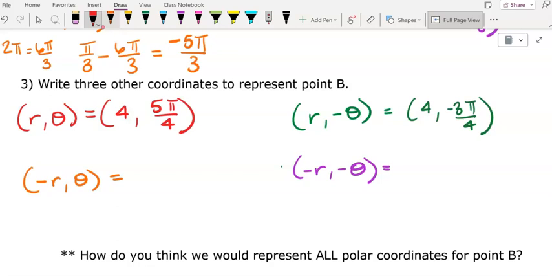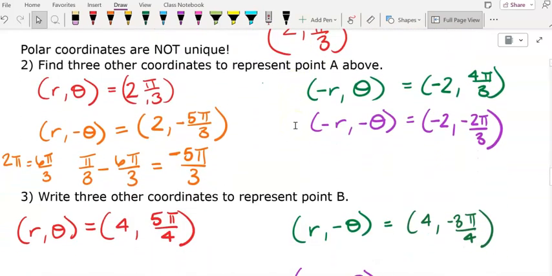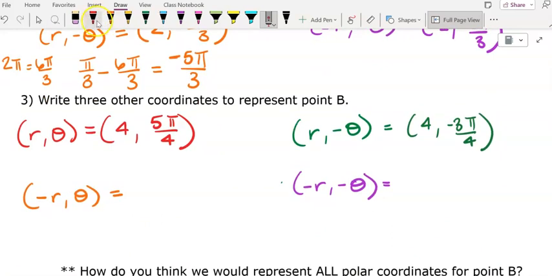Now we need to do it with a positive angle and a -r, okay? So if I did that over here, if we were here at 5 pi over 4, the opposite side is going to be pi over 4, okay? And so that's the opposite of my straight angle, okay? And so that's going to be the one that I'm going to use with a -r. So here I would have -4, pi over 4, okay?